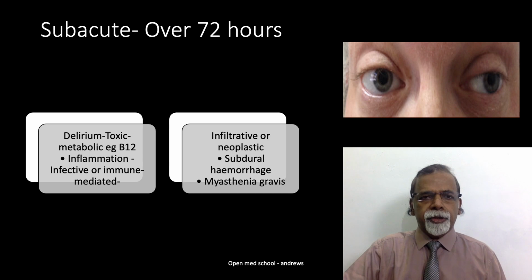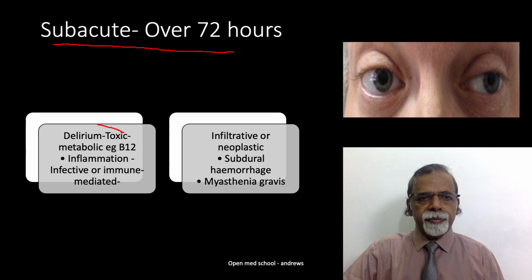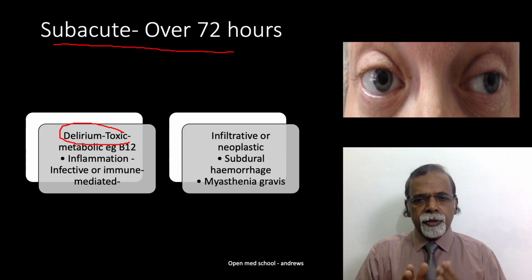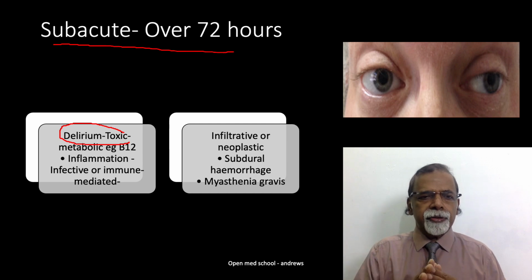Then subacute, that is 1, 2 or 3 days it may progress, over few days it occurs. Typical example is delirium. So delirium is acute in onset, but sometimes this may progress a little. Toxic and metabolic conditions, for example, hyponatremia. Most of these things are usually or may progress over a few hours.